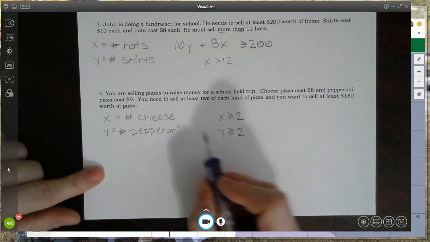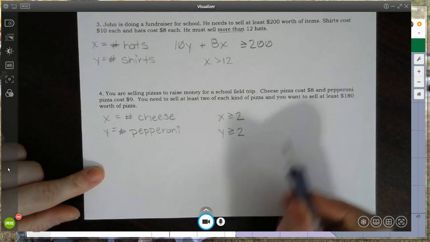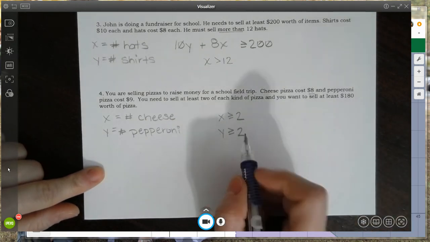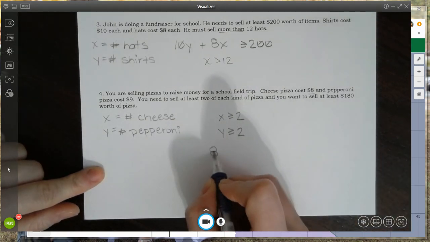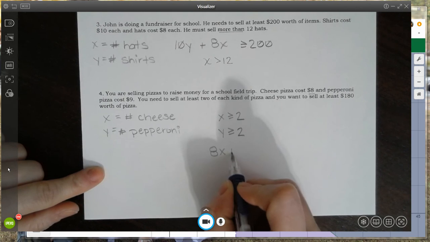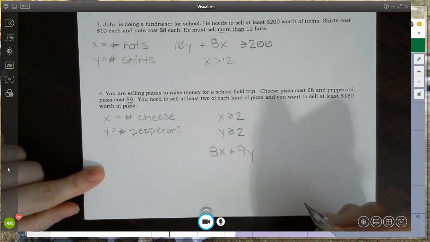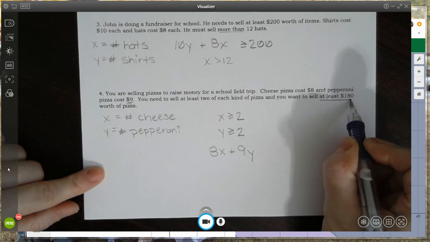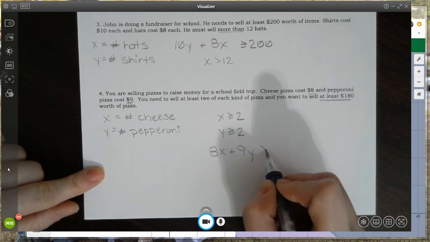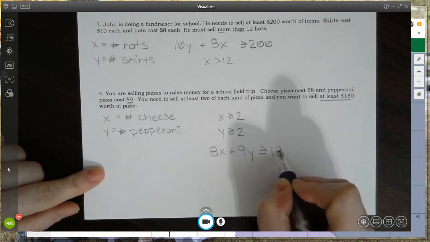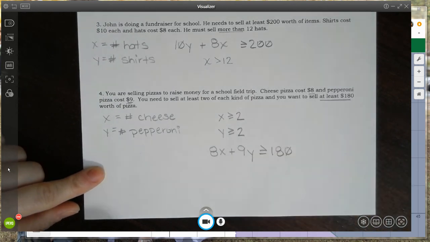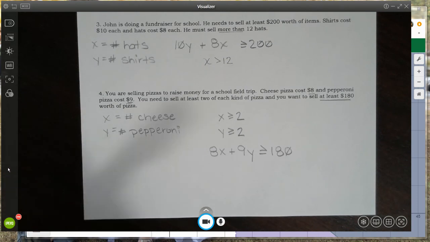And now I can worry about my money equation. So $8 for cheese, so 8 times X. $9 for pepperoni, so 9 times Y. And that has to be at least $180. That means it includes $180. If it would be more, that'd be great. We want to make as much money as we can. But if it's exactly 180, that's okay too.